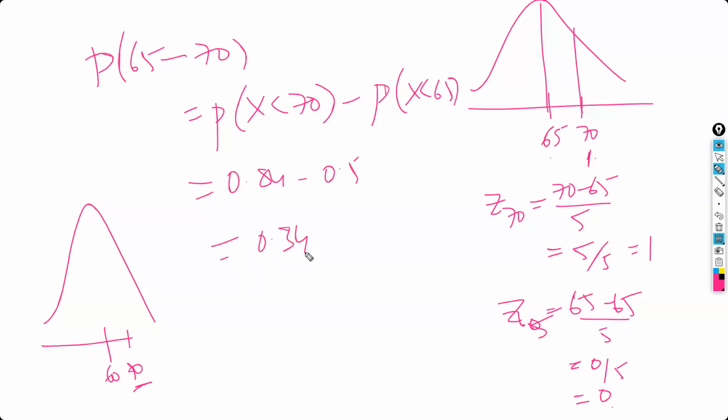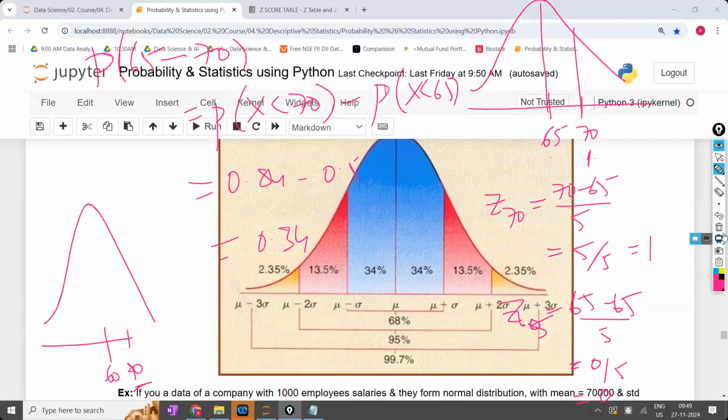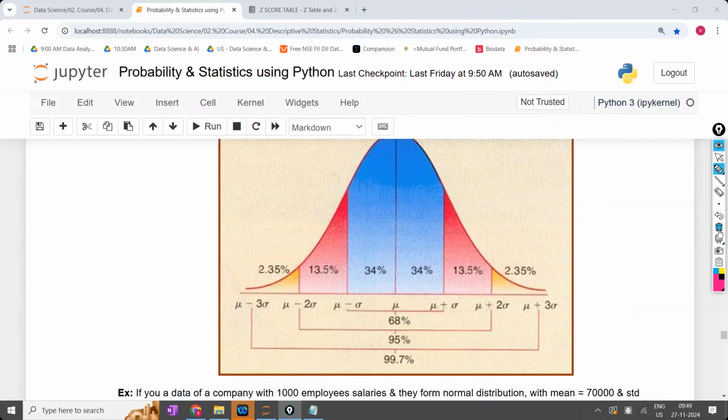Is the point clear? So from the mean to 1 sigma, the probability will be 0.34, fixed every time. Because up to here, it is going to be 0.5. From the start up to here, it is always 0.84. Now the balance distance is always 0.34 every time. Is the point clear now?